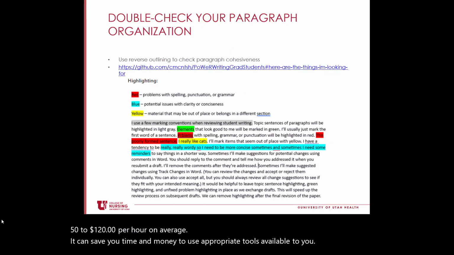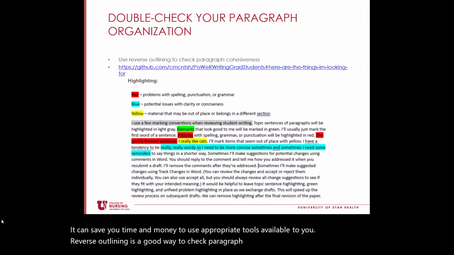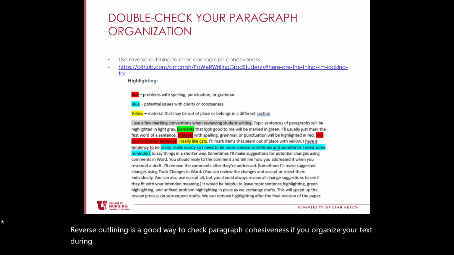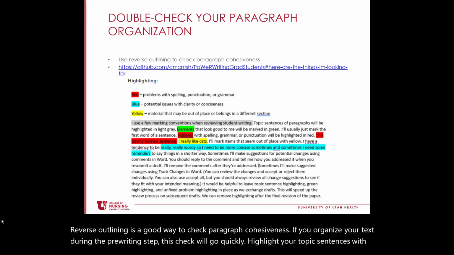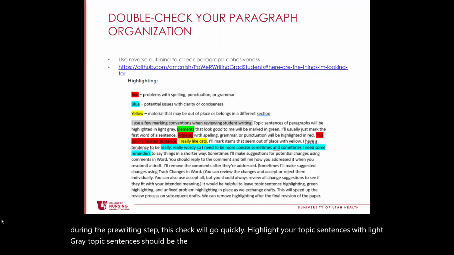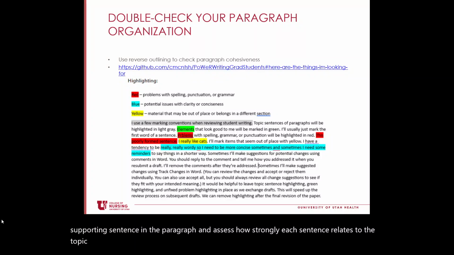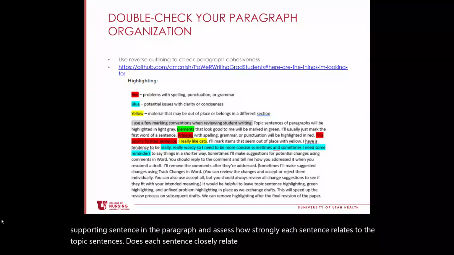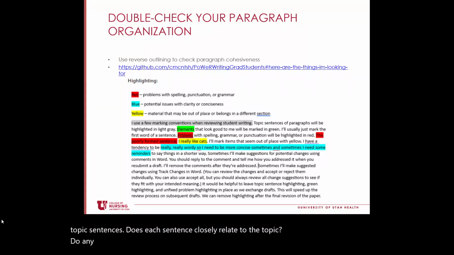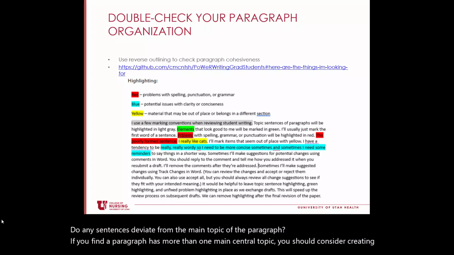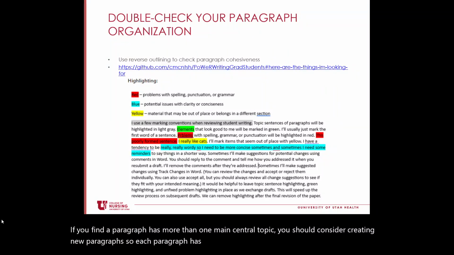Reverse outlining is a good way to check paragraph cohesiveness. If you organize your text during the pre-writing step, this check will go quickly. Highlight your topic sentences with light gray. Topic sentences should be the first sentence or two of a paragraph. Then review each supporting sentence in the paragraph and assess how strongly each sentence relates to the topic sentences. Does each sentence closely relate to the topic? Do any sentences deviate from the main topic of the paragraph? If you find a paragraph has more than one main central topic, you should consider creating new paragraphs so each paragraph has only one central topic.